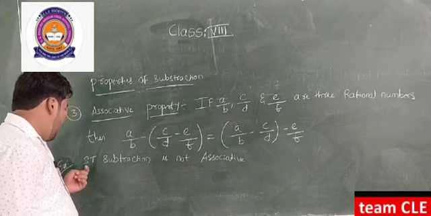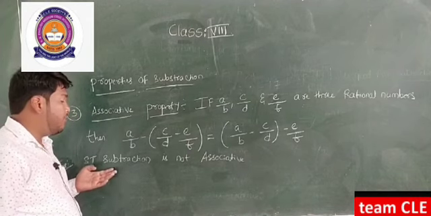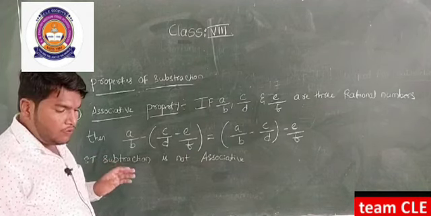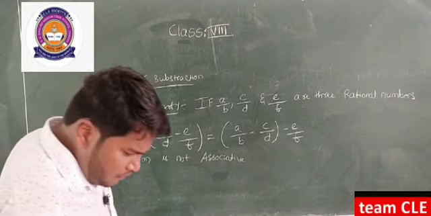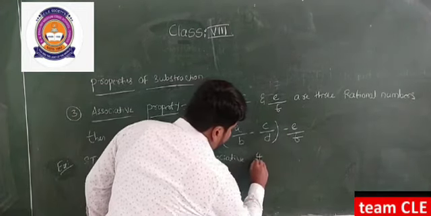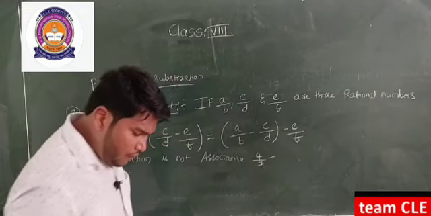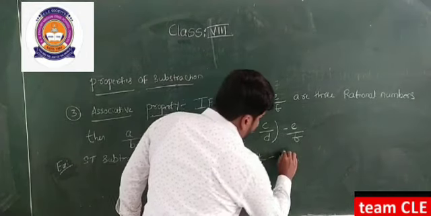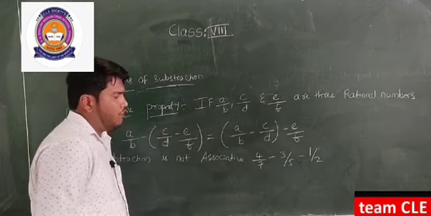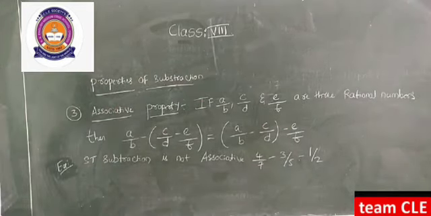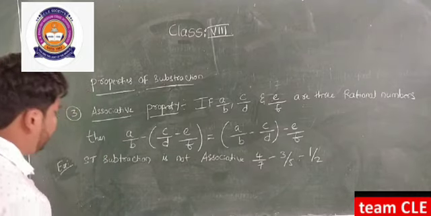We will take an example and verify, to show that subtraction is not associative. For example, we are having 4 by 7 minus of 3 by 5 minus of 1 by 2. So this we need to verify, that is 4 by 7 minus 3 by 5 and minus 1 by 2. So first I will solve for the LHS part.